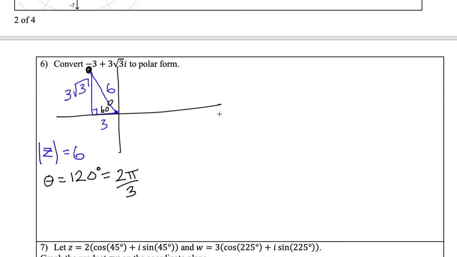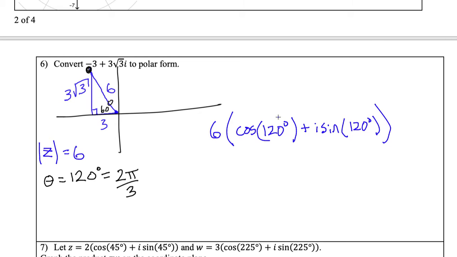So again, in polar form, this should look like 6 times cosine of 120 degrees plus i sine of 120 degrees. Or if you want, in place of 120 degrees, you could do 2 pi over 3.